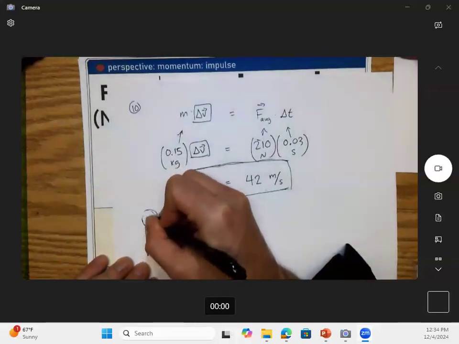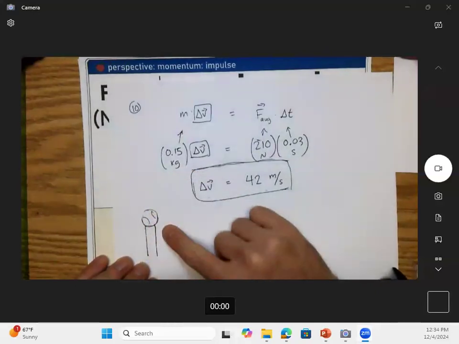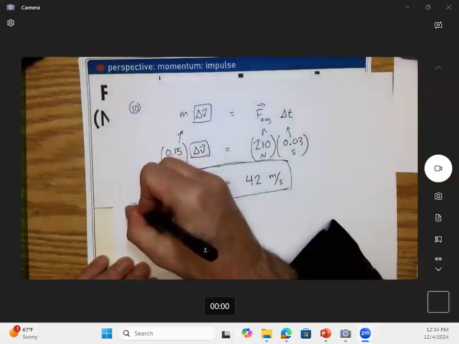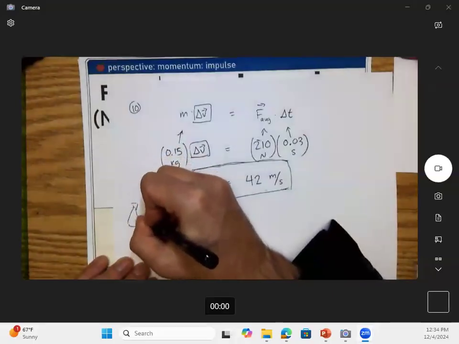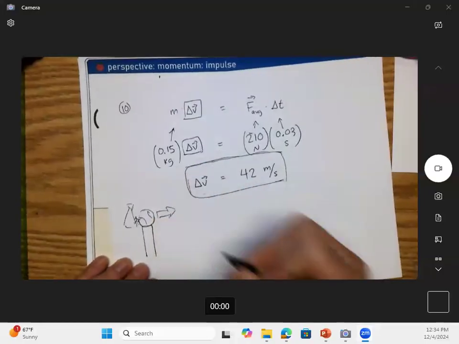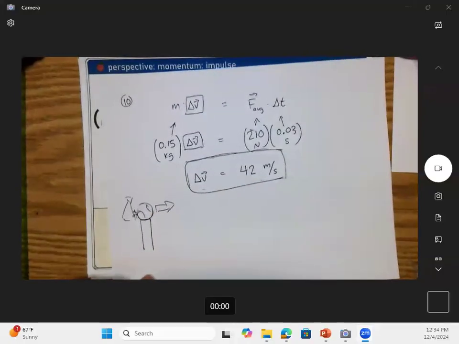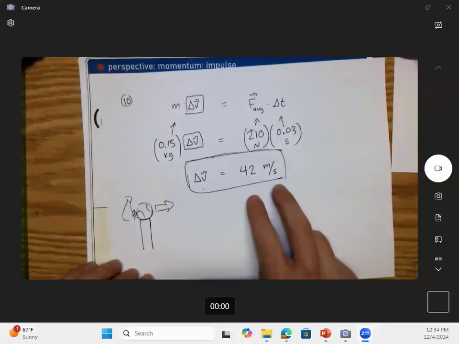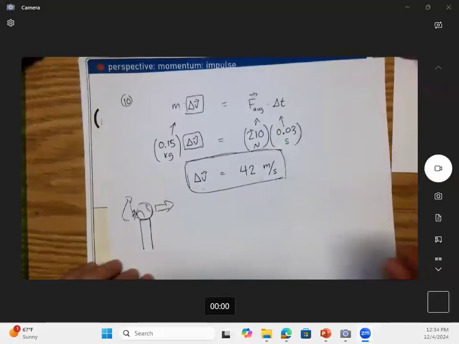What if the ball started out on a tee? So the ball's just sitting there at rest on a tee. And then you come along with the bat and bam, hit the ball. Right. Guys, how fast does that ball leave that tee? How fast? 42 meters per second. Well, if you have my numbers, that would be right.